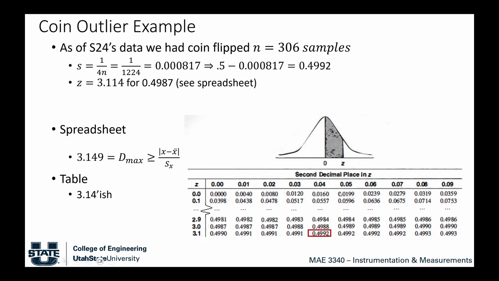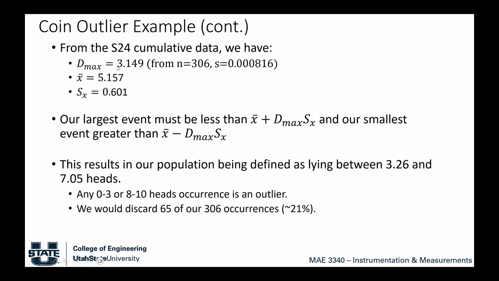And so we've got 3.14. And the reason I have the extra digit out here, this 0.49, is because in a spreadsheet that I have, you can see I had it a little bit closer. I had more resolution in my spreadsheet. So 3.149 is what our D max is. And I say this is table 3.14-ish because I cropped it to make it a lot easier for us to look at here. So this is our value for D max. And so now if we put our D max in there of 3.149, and again, we get that from 306 samples, which correlates to an S of 0.00130816.